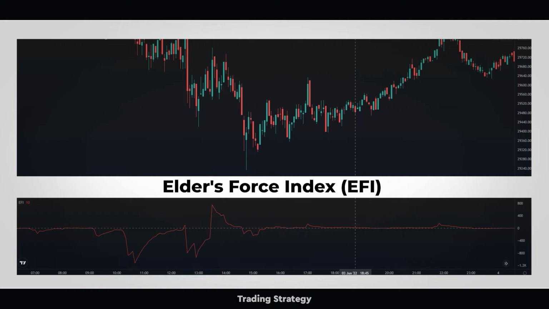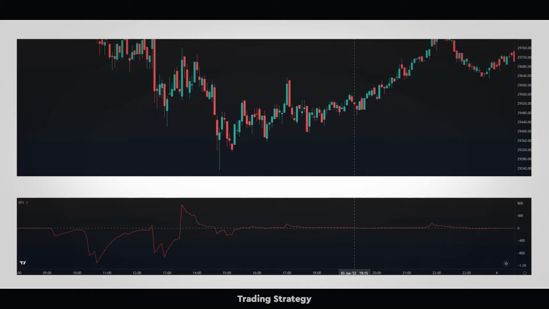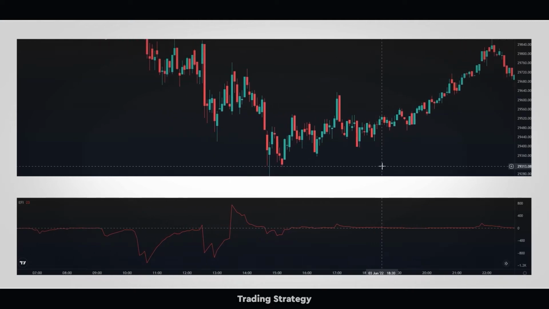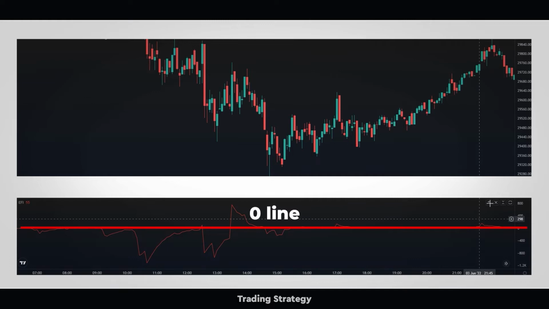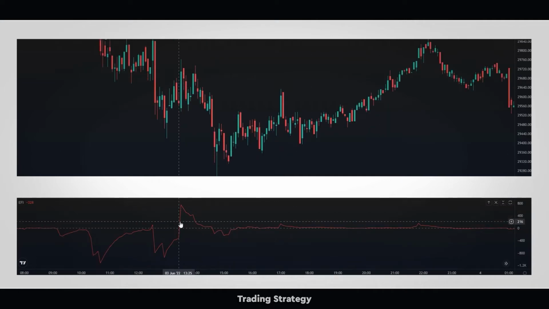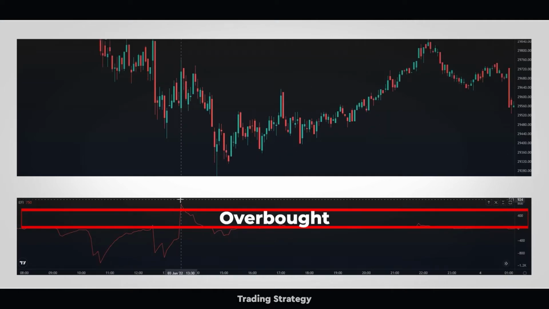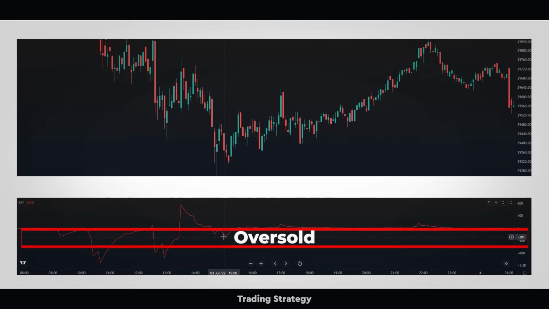The Elder's Force Index (EFI) measures the power behind a price movement using price and volume. The indicator can also be used to identify potential price reversals and corrections. The EFI is an oscillator that fluctuates between positive and negative values, above and below a 0 line. If the EFI is above 0, it means that it is overbought and the price may go down. And if the EFI is below 0, it means that it is oversold and the price may go up.